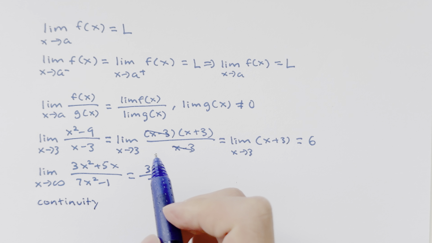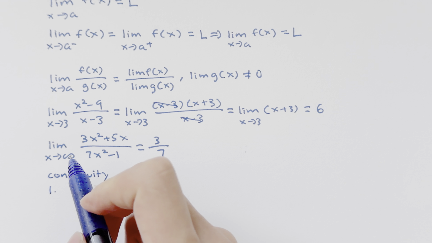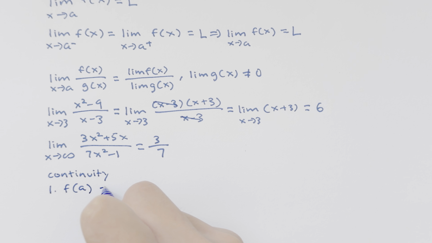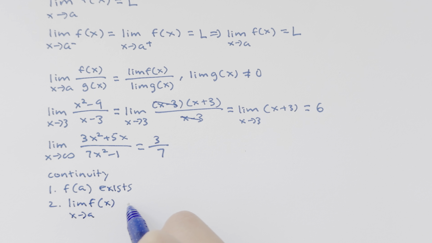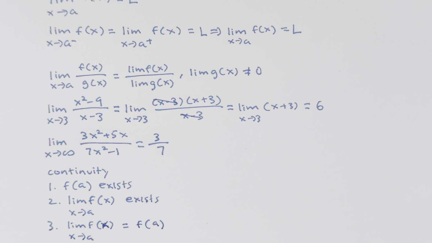So the first condition is if f of a exists. The second condition is if the limit of f of x as x approaches a exists. And the third one is if the limit of f of x as x approaches a is equal to f of a. If any one of these fails, that means there's a discontinuity.